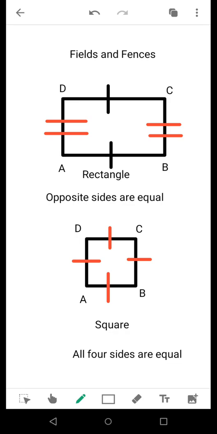Now, as you know, these two terms, fields and fences, refer to perimeter and area. Field stands for area and fences stands for perimeter, because perimeter means boundary, fencing, all these things. So here we are going to learn area and perimeter of rectangles and squares. For perimeter, we are going to learn a few more geometrical shapes.